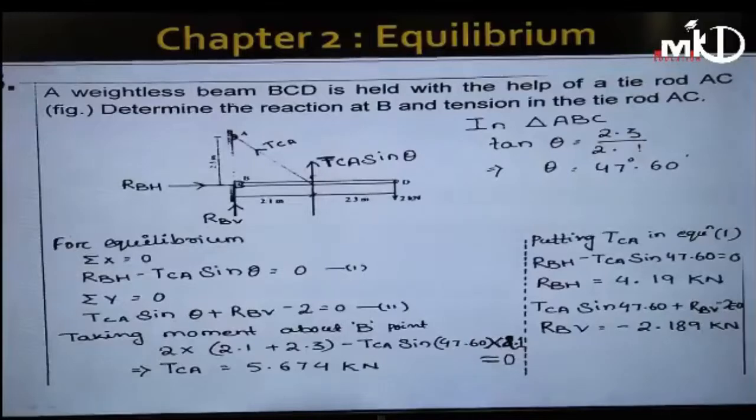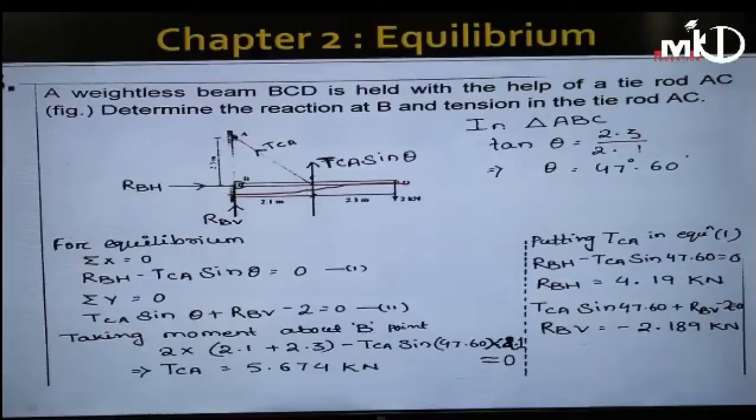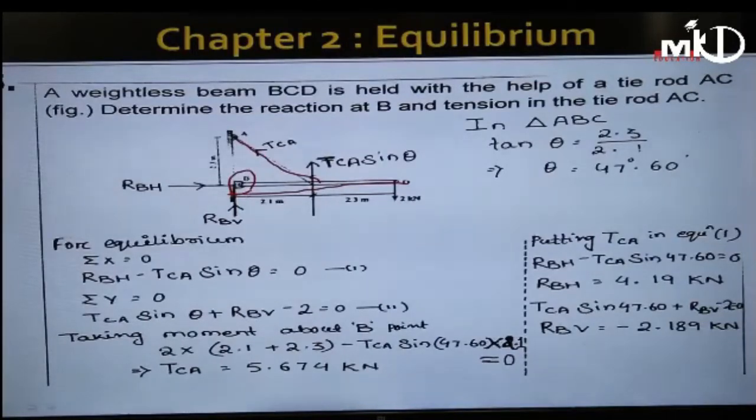A weightless beam BCD, this is the beam BCD, is held with the help of a tie rod AC. So this is the tie rod AC. Determine the reaction at B. So this is the point B. So this is the hinge point. So we have to find the reaction at this point B and the tension in this tie rod AC. So first of all we have to find the angle, this angle.